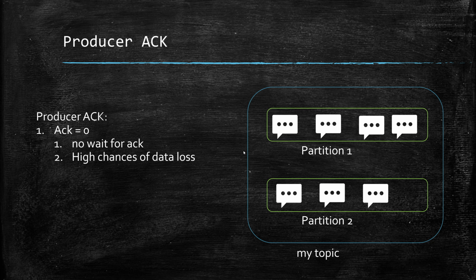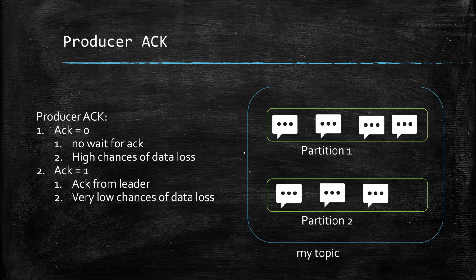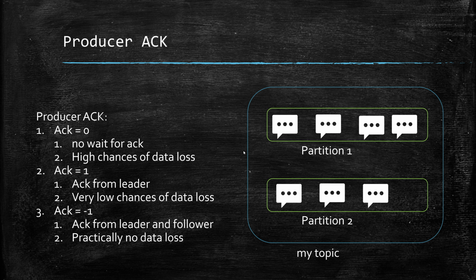The producer can have various levels of acknowledgement. First one would be acknowledgement 0, which means the producer doesn't wait for any acknowledgement from Kafka that the message has been persisted. This method is fast but has a high chance of data loss. Second is acks 1, which means the producer will wait for an acknowledgement from the leader. This is still fast and has a very low chance of data loss. Third is acks -1, which means that the producer waits for the leader as well as the followers for acknowledgement. This would have the highest latency but practically no chance of data loss.